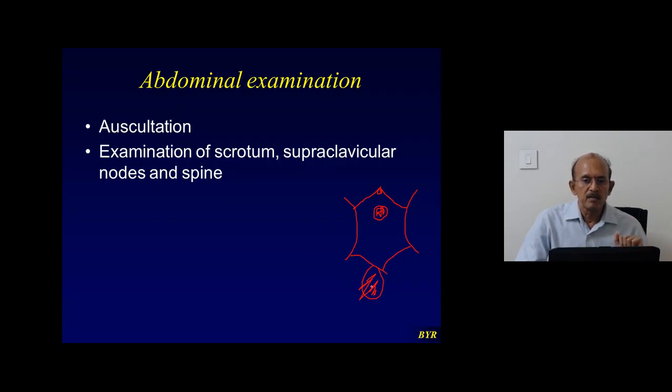So then what is it? This fellow is a young man, about 25 years. He's having a lump in the right testis, which is solid. He's having another mass in the epigastric region. Now, what is your diagnosis?